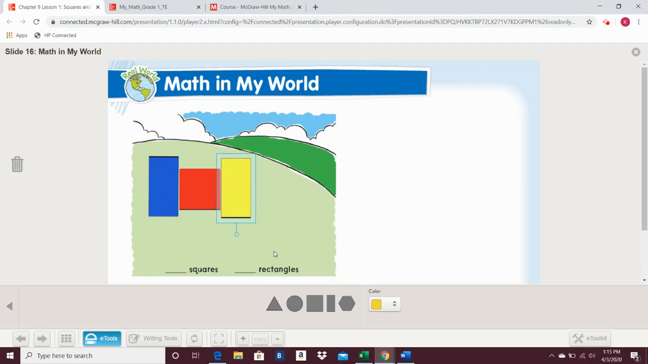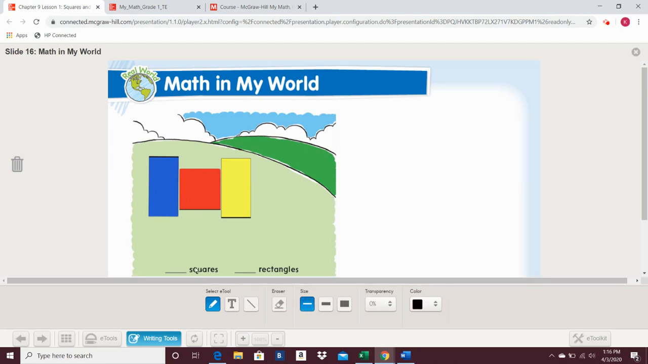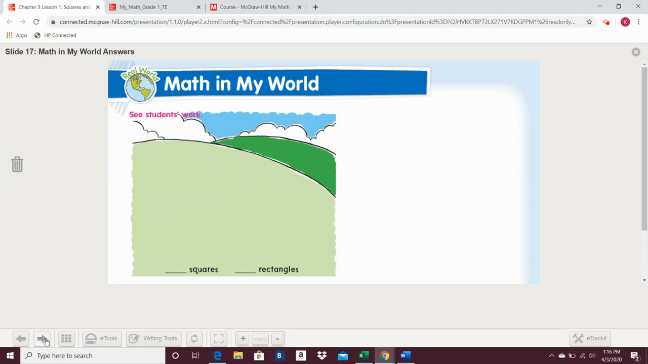Once you do that, you're going to write in the blanks here how many squares you used and how many rectangles you used. So right here, I used 1 square, and I used 2 rectangles. And you will remember from when we were at school that Miss Jones isn't the best with writing with a mouse. But anyway, write what you had in your picture. And then you can go ahead, flip that paper over.